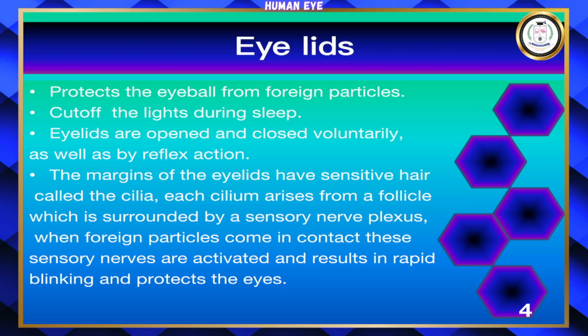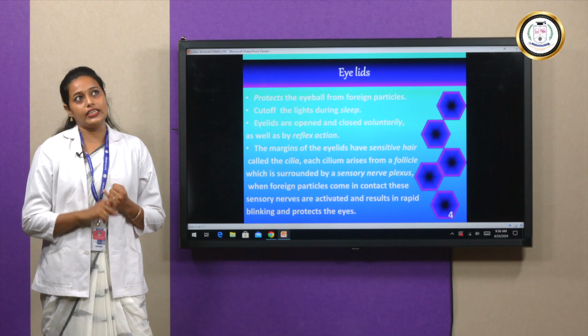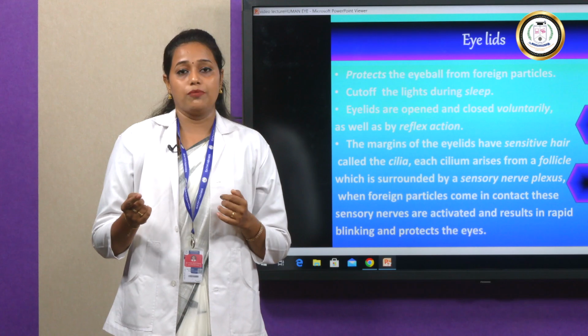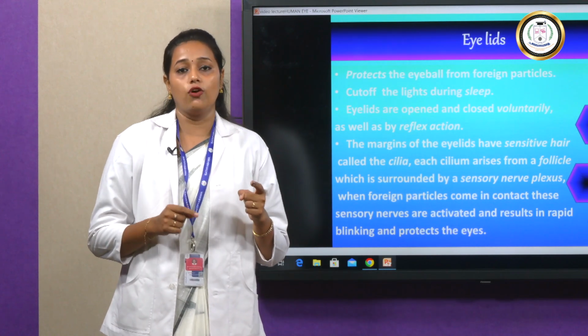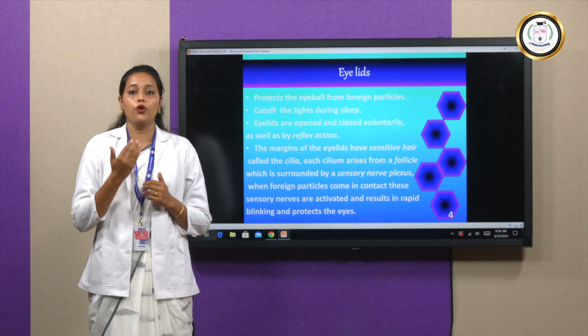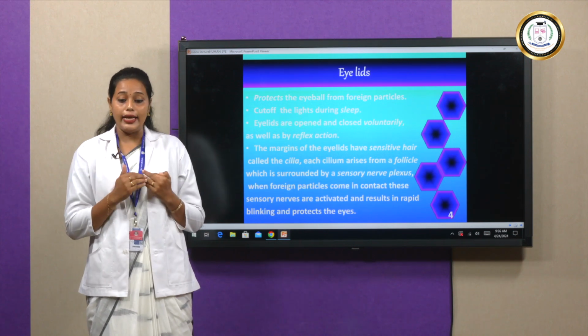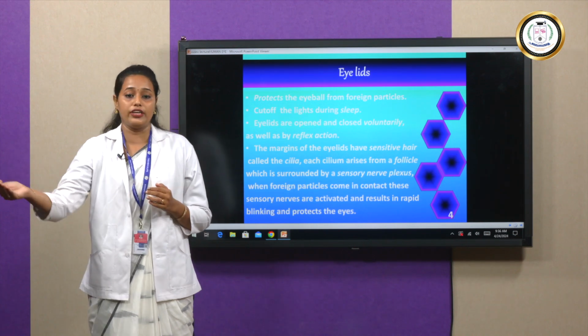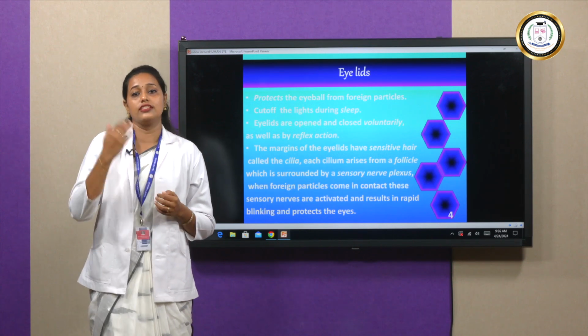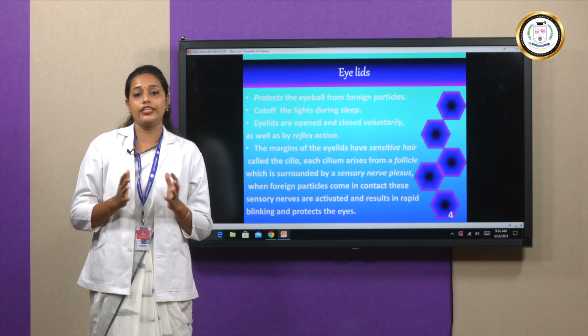Next comes the eyelid. The major function of the eyelid is to protect the human eyeball. One more function of the eyelid is to cut off light during sleep. The opening and closing of the eyelid can be done voluntarily and also reflexively. That means when a person wants to close or open the eye, it is under their control, and also, in case of any foreign particles trying to enter the eyeball, in reflex action the eyelids tend to close in order to protect it.